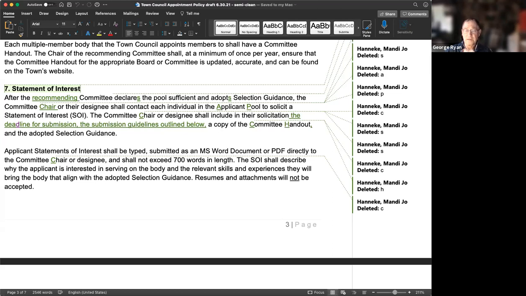So far, so good. Again, just speak up. I can see everybody. You can raise your hand or just speak up. No problem with that. Saying nothing, I'm going to the next paragraph.